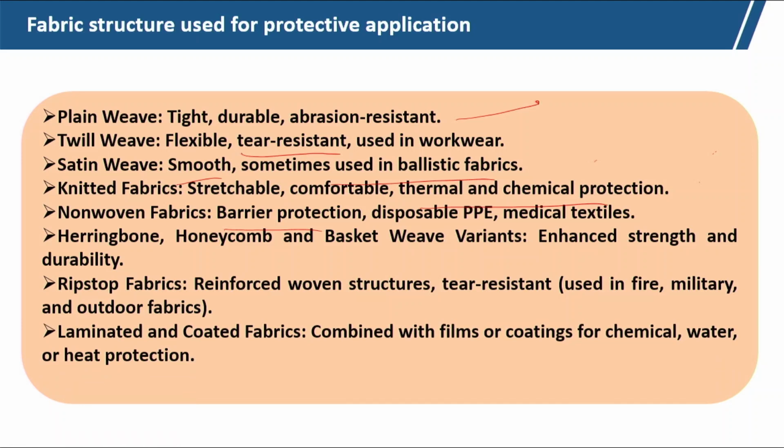Laminated and coated fabrics are combined with film or coating for chemical, water and heat protection. So, one basic fabric is there, say woven fabric or non-woven fabric, and to enhance the protection performance, some polymer or chemical is laminated depending on the application. So, these are the different types of fabric structures used for protective applications.